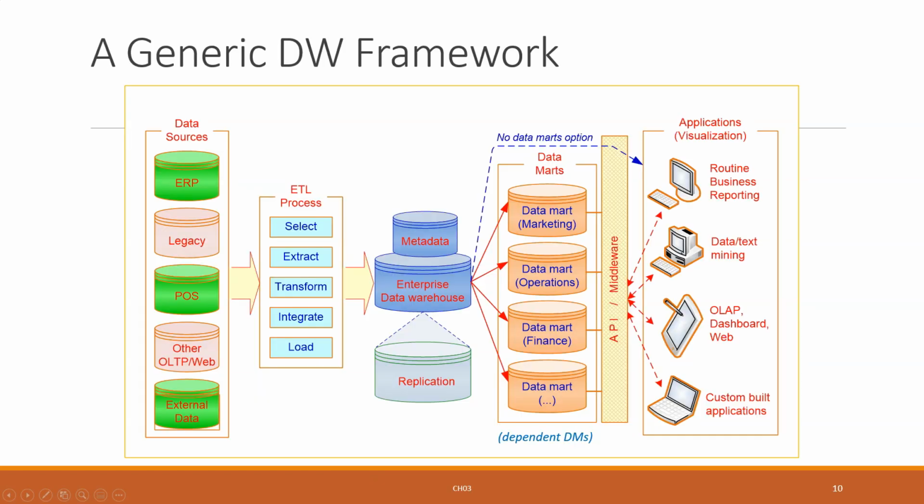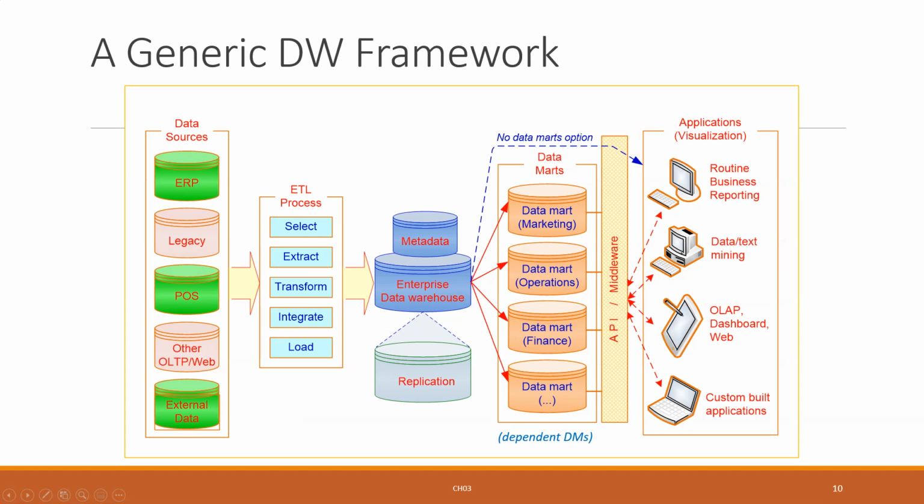Now let's move forward and take a look at our basic data warehouse framework. Typically, on the far left-hand side, we have data sources. These are very common sources. We have our enterprise resource planning database. We have a legacy database, a point-of-sale database, and other web databases, and maybe some external data that might be something like a spreadsheet that a customer service person might have.